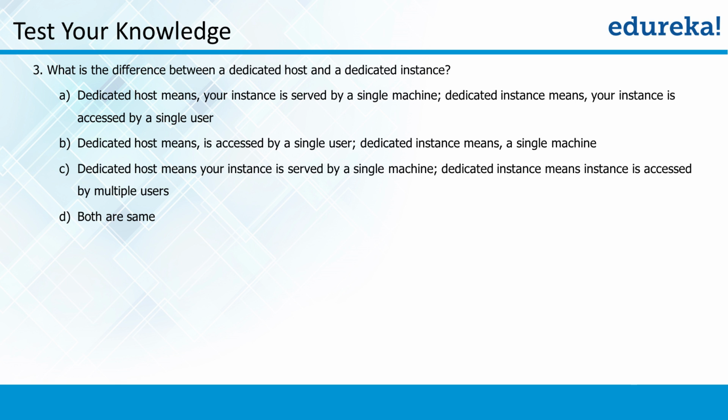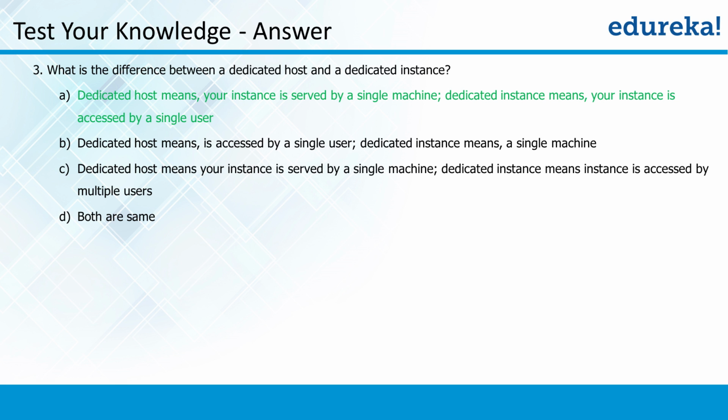Then there are other variations of the same theme. Host is a single machine. However, dedicated instance means the instance is accessed by multiple customers. This is a bit confusing. The actual answer is A. Essentially, in a dedicated host, the whole physical machine is yours. In a dedicated instance, your EC2 instances also run on dedicated hardware. However, with a dedicated host, you get to choose which particular host will be used by your instances.